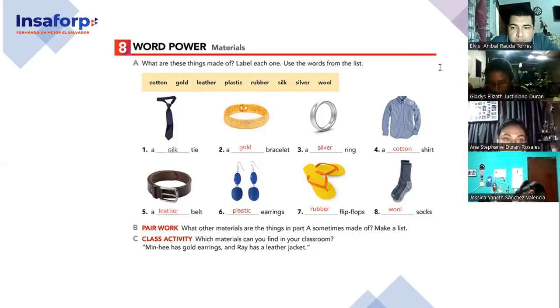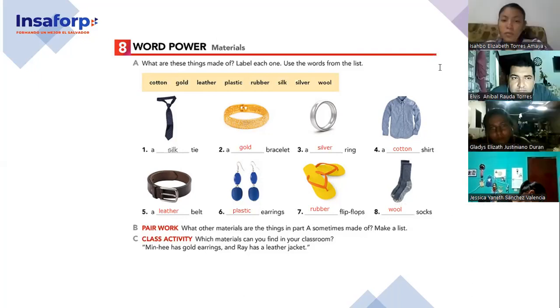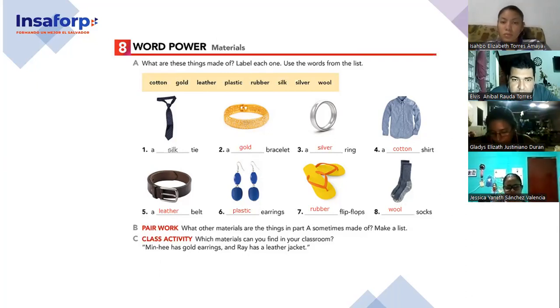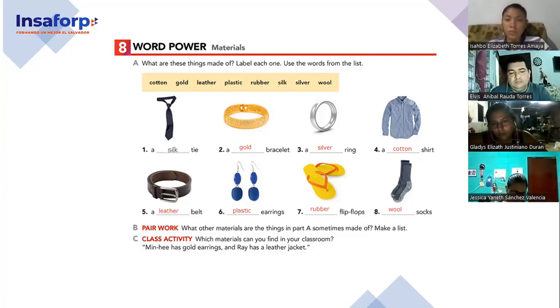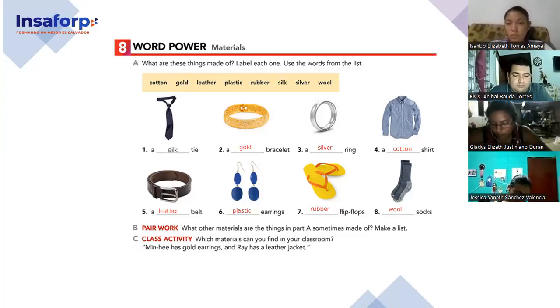What I want you to do right now, quiero que se vayan en grupos y you are going to give me extra examples of each material. Deme as many as possible. Ejemplos de no solo ropa, cualquier tipo de item que está hecho con estos materiales. Por ejemplo, cotton. ¿Pueden darme ejemplos con este material? Cotton. ¿Cuántos ejemplos pueden tener?